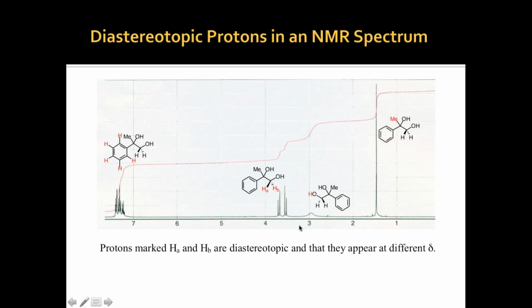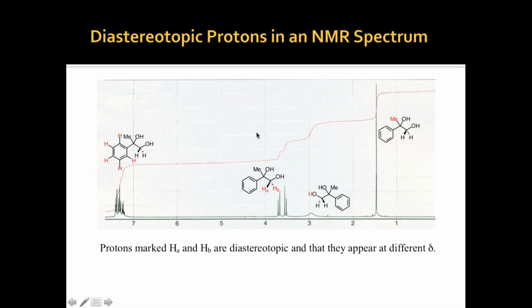Now the HA and HB, these two are diastereotopic protons. So that's the reason they appear at different shifts, because they are in different environments. They are under different influence. You can see that one is up and one is down, right? Up and down means they are under the influence of either the methyl or the hydroxy, because the next carbon is having the methyl and hydroxy group.